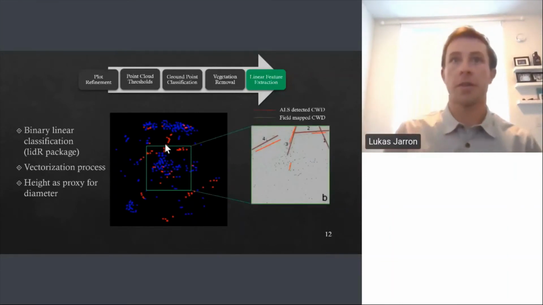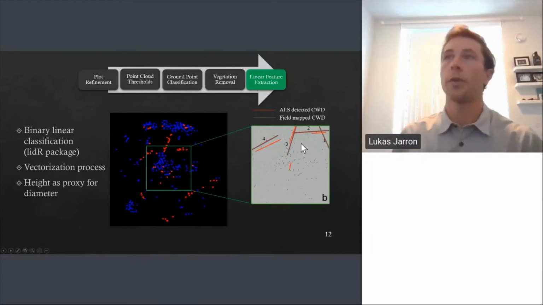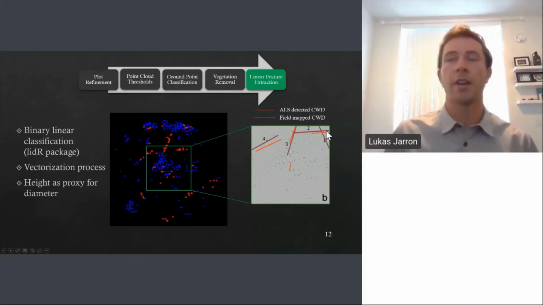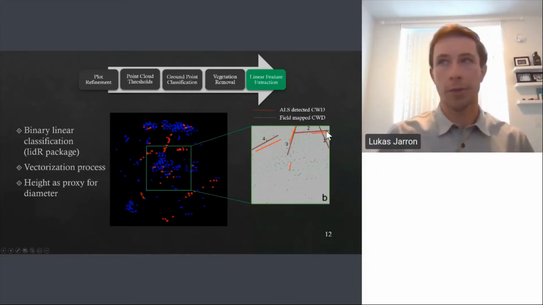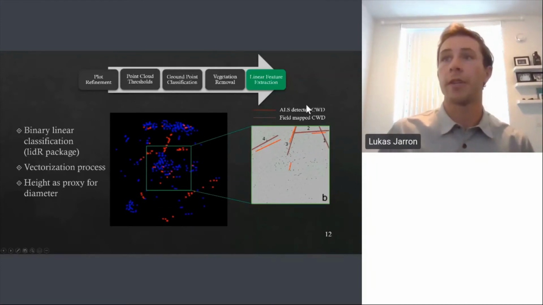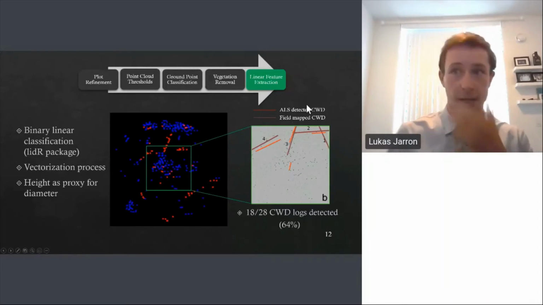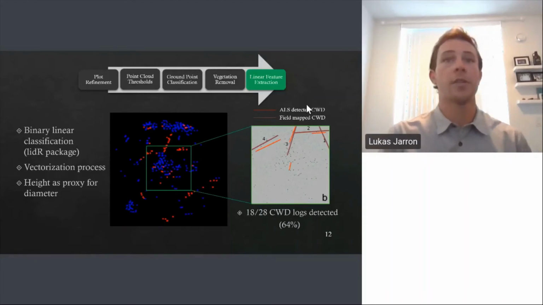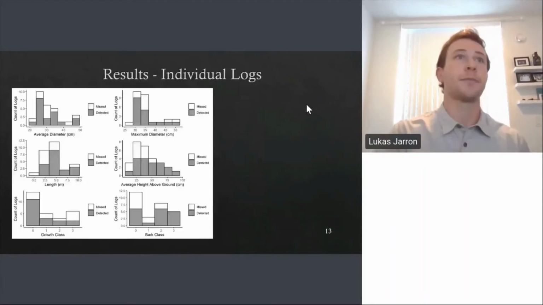So an example for this square plot here, the brown lines are the field-mapped ones that I drew on the ground, and then the red lines are the ALS detected ones. So you can see it actually worked pretty well. Sometimes it was a little bit short on them, and I got a little bit confused when logs would cross over each other. But for the most part, it was very successful. And we detected 18 of the 28 coarse woody debris logs, for 64%, which is really good compared to the other literature that's going on at the moment.